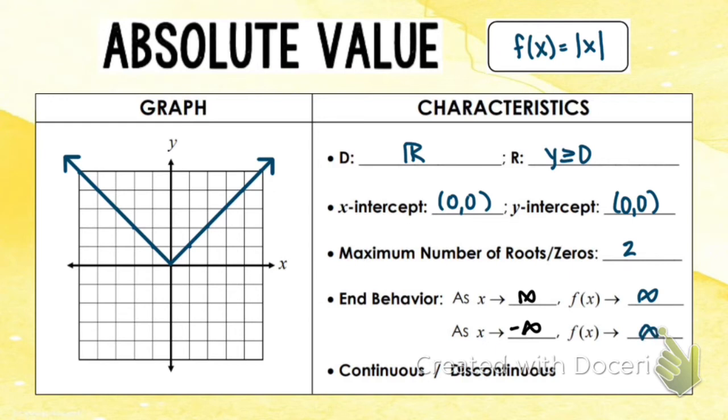And finally, is this continuous or discontinuous? Well, there are no holes, and even though it makes a sharp V, that doesn't stop the line. The line is still one line. So we're going to say that it's continuous.